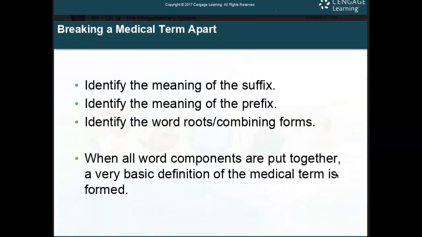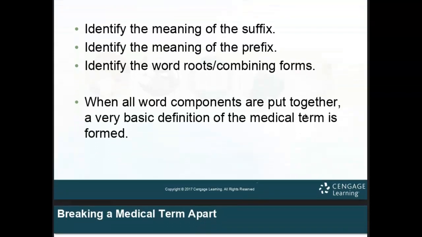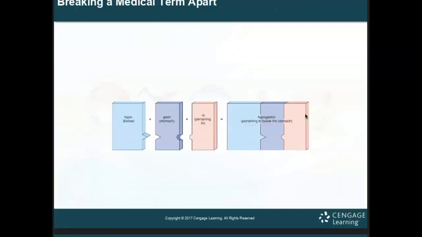terminology. So to break a medical term apart, you need to figure out what the suffix means, identify the prefix's meaning, and then identify the word roots and combining forms. When all word components are put together, a very basic definition of the medical term is formed. So here this shows you hypogastric, pertaining to below the stomach because ic means pertaining to, gaster means stomach, and hypo means below. So you actually would start here with ic, you would go back to hypo and then to gaster.